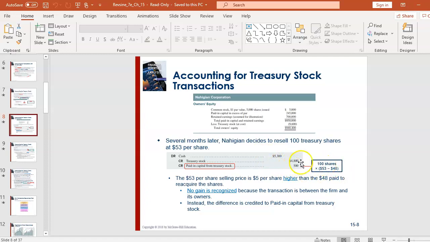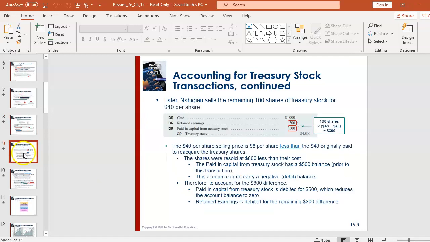So we credit treasury stock when we sell it, and we credit it at its cost, and we debit cash for the amount received. The difference is a paid in capital from treasury stock. So we don't recognize gain or loss on the income statement, but we can increase equity for this amount. But there is no gain or loss on the income statement for treasury stock.